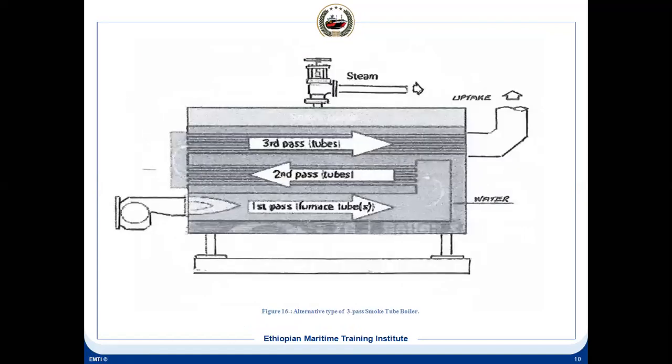Sometimes you can also have a 3-pass smoke tube boiler. The 3-pass smoke tube boiler basically tries to make maximum use of the heat which is there in the flue gas from the burning of fuel oil by the burner. So in your first pass, there is a certain amount of temperature drop. In the second pass, again, an amount of temperature drop.